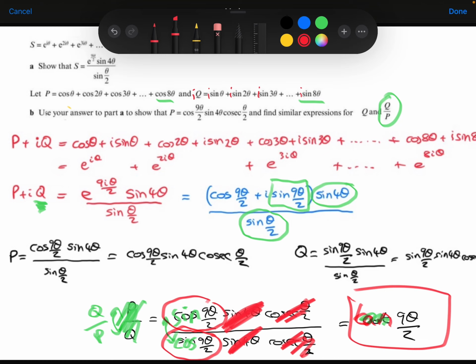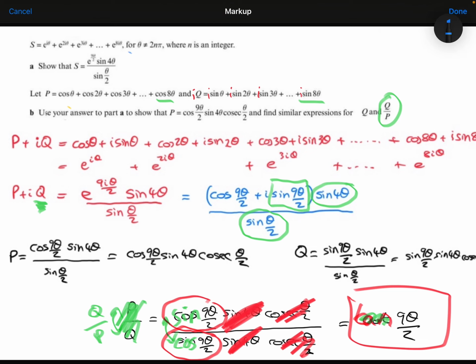So, the useful thing for doing part A of this question, by rewriting the sum like this, it allows me to focus on the real parts and the imaginary parts separately, which then allows me to find what P and Q are.